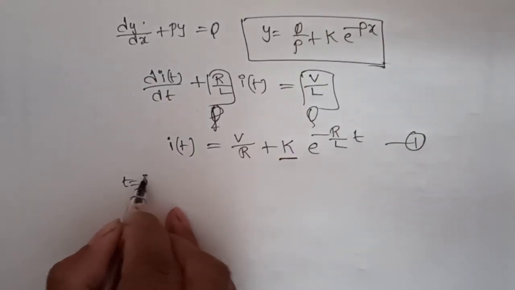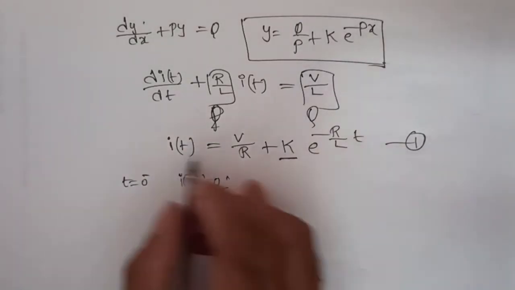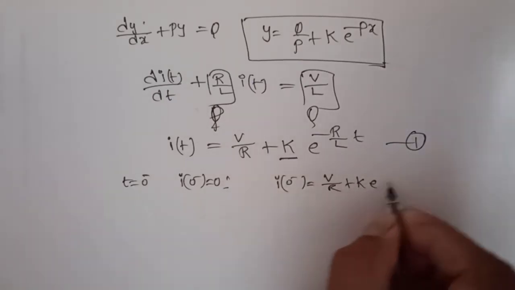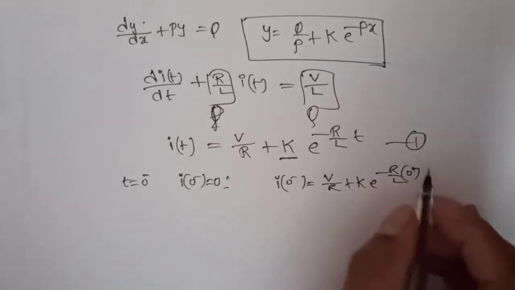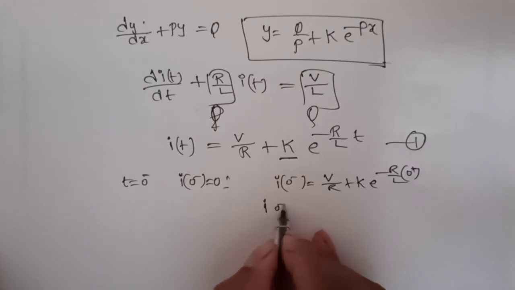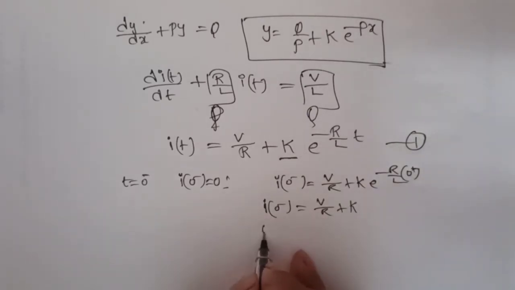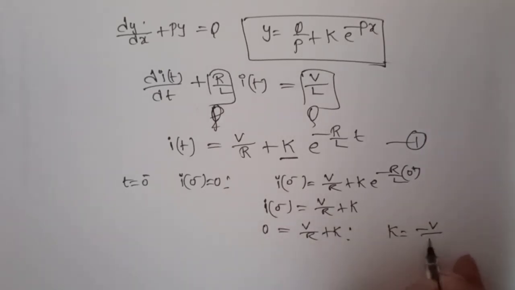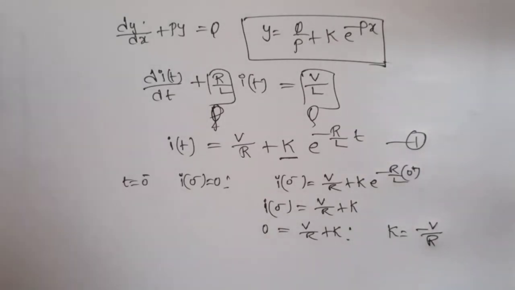Here we have to calculate the k based on the initial conditions. So we know that at t equal to 0 minus, i of 0 minus is equal to 0. Now substitute these conditions in the equation. i of 0 minus is equal to V by R plus k into e power minus R by L into 0. So we know that e power 0 value is 1. That's why i of 0 minus is equal to V by R plus k. So we know that i of 0 minus equal to 0, so V by R plus k is 0. That's why we got k equal to minus V by R. So this is a way to find the constant using the initial conditions.